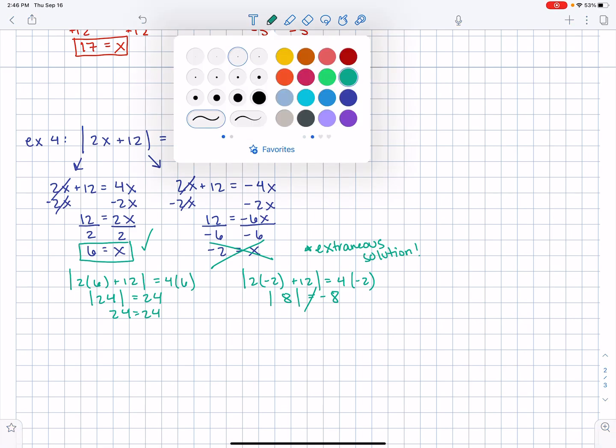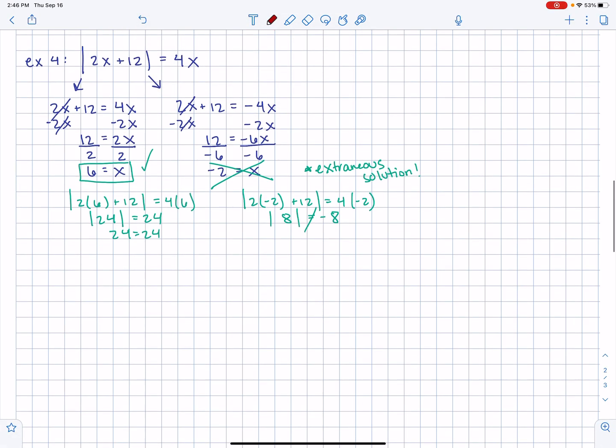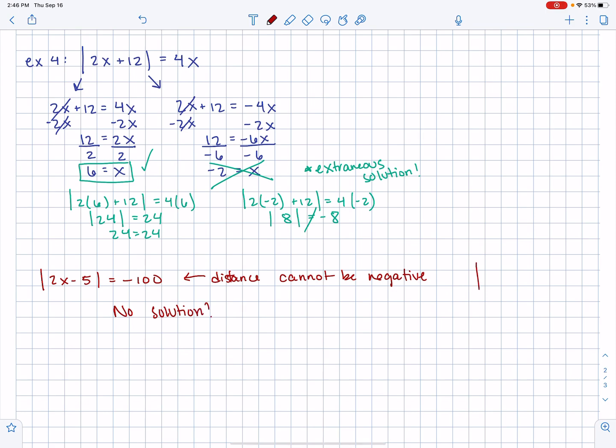Now, as a reminder, if you ever get to a point where you have an absolute value equation, such as the absolute value of 2x minus 5 is equal to negative 100, distance cannot be negative, meaning that this is no solution. Same thing if you had the absolute value of x plus 3 is equal to negative 14, no solution. So if you ever have it isolated there, that won't work.